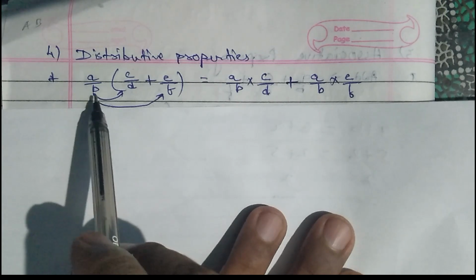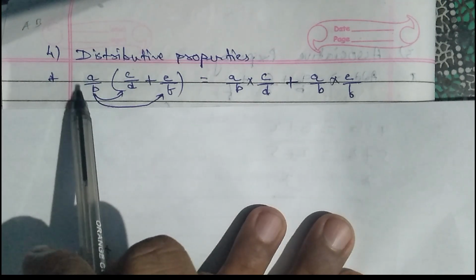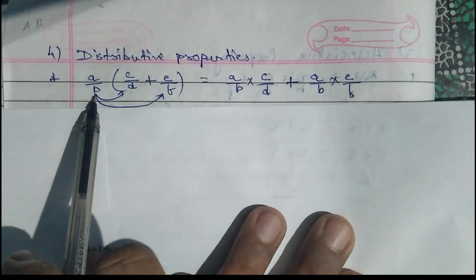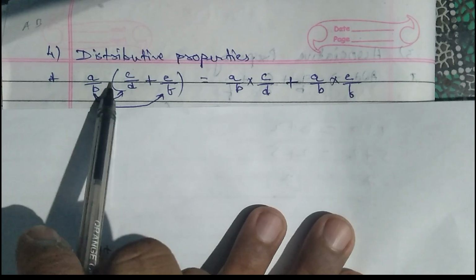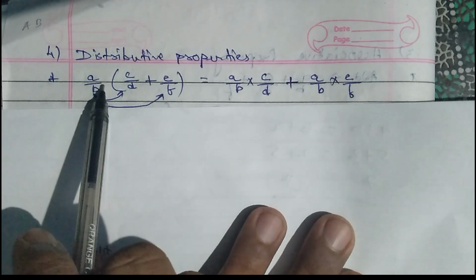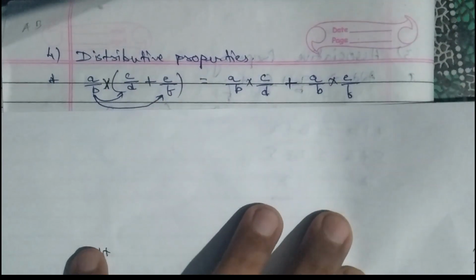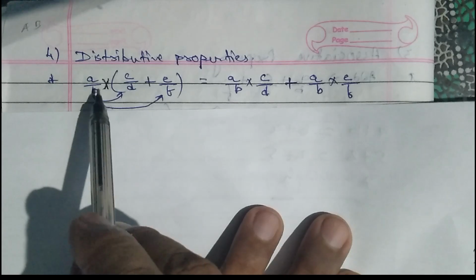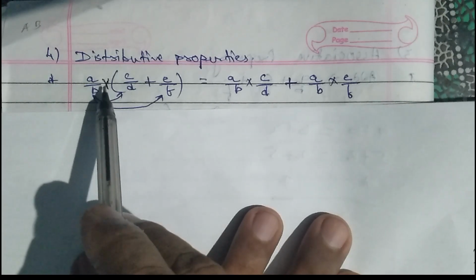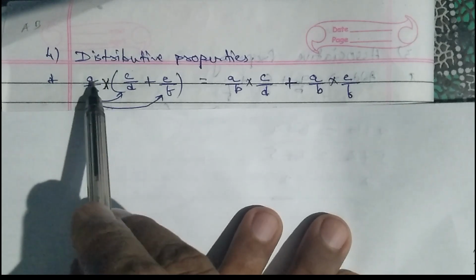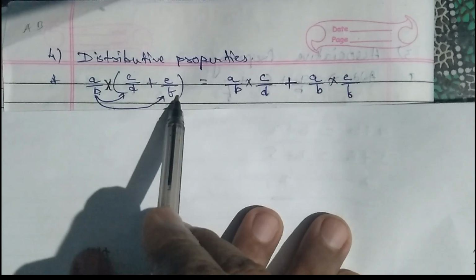So distributive property, let's see how it works on rational numbers. A upon B. Here there is no sign in between the bracket and the rational number, so it clearly says that it is a multiplication. As we have studied in the previous class, if there is no sign between a number and a bracket, it means there is a multiplication sign. So A upon B multiplied by C upon D plus E upon F.